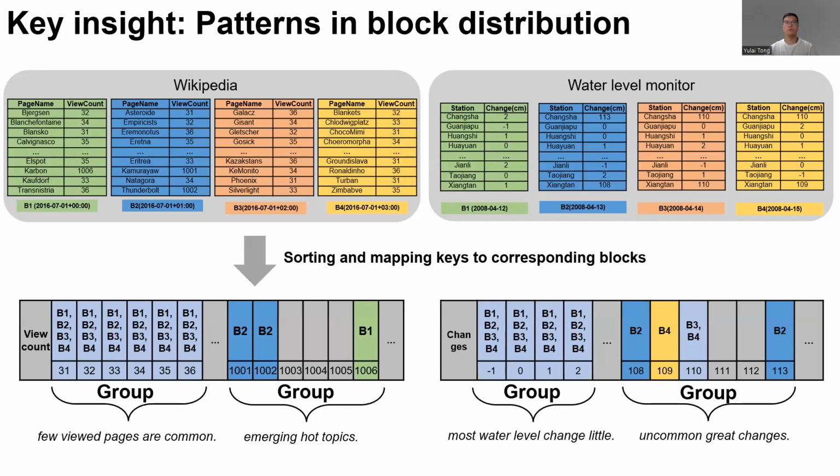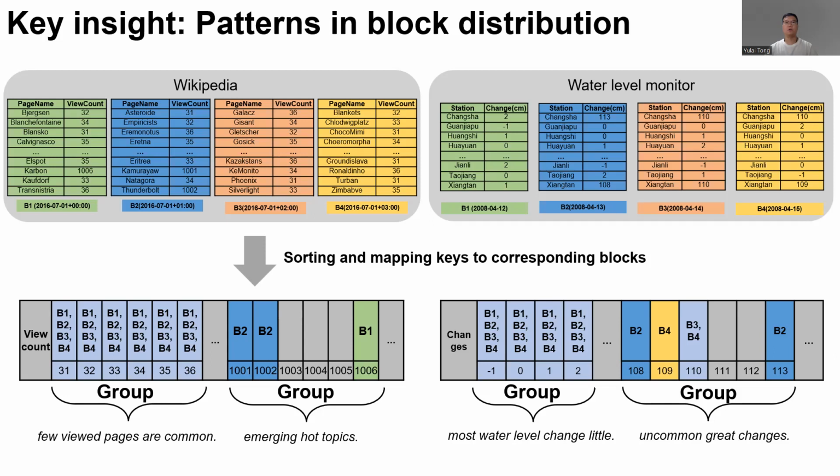To show block distribution, we sort keys of the indexed column and map each key to blocks containing it, similar to a fully inverted B-plus tree. Here, two examples are presented. The left one is from the Wikipedia dataset. Each block in the dataset is a log file that records page view statistics. The view count column represents the number of visits to a web page.